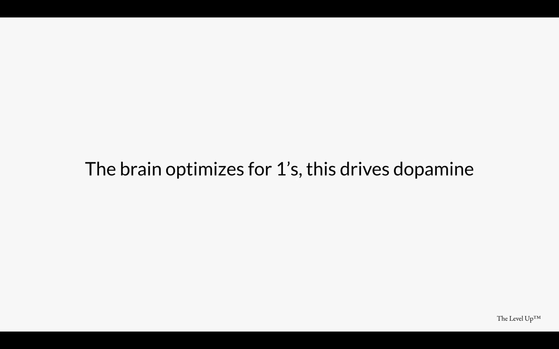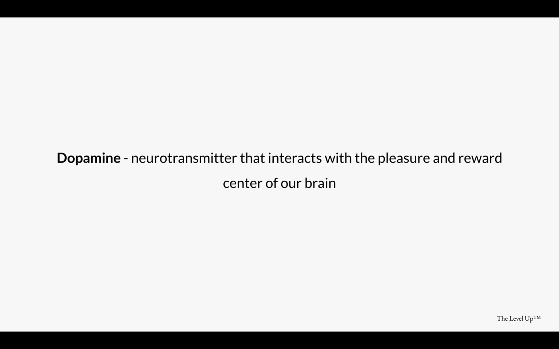So understand that the brain optimizes for ones, and this drives dopamine. The ones in this case are going to be anything that the brain finds to be pleasure, and the zeros in this case would be anything that the brain finds to be painful. What dopamine is, and why the brain wants a bunch of dopamine and why it wants these ones, is it's a neurotransmitter that interacts with the pleasure and reward center of our brain. So anything that our mind thinks is really good, that aids our identity, that is in line with our current identity, it's going to keep wanting to do that thing over and over and over again.